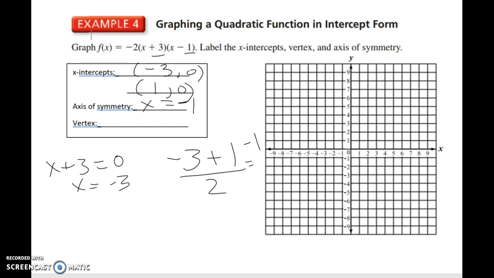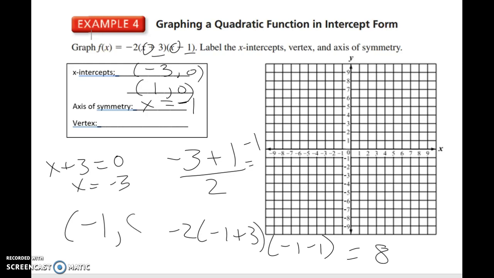The vertex, the x-coordinate will be -1. It's going to fall on that axis of symmetry. You then need to plug -1 into the function for the x's. So I'm going to plug -1 into the original function. Compute this. You will get 8.